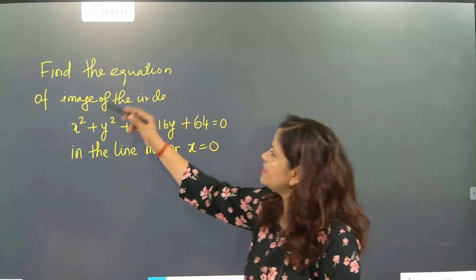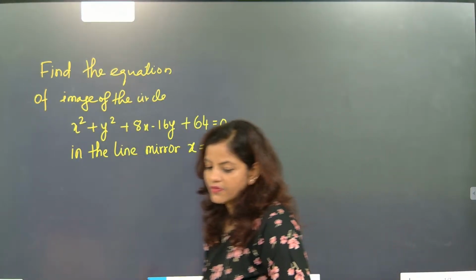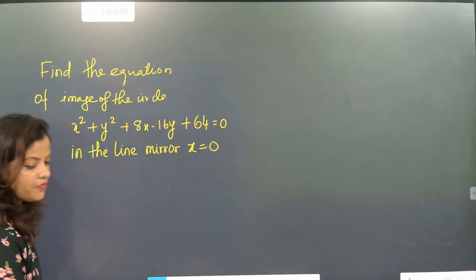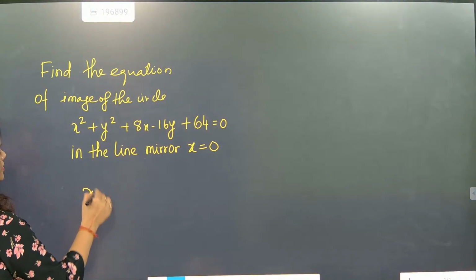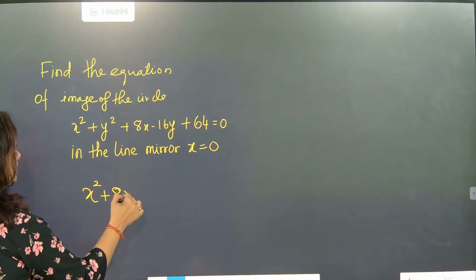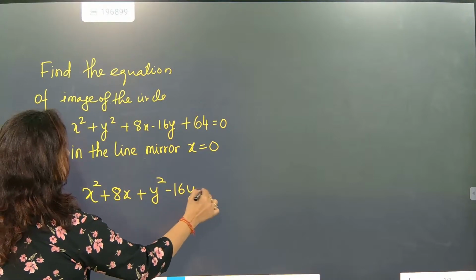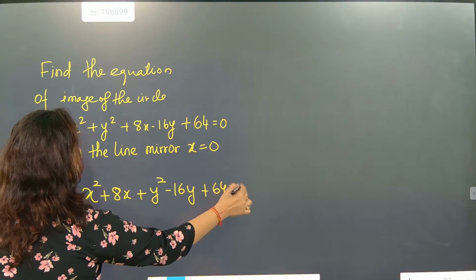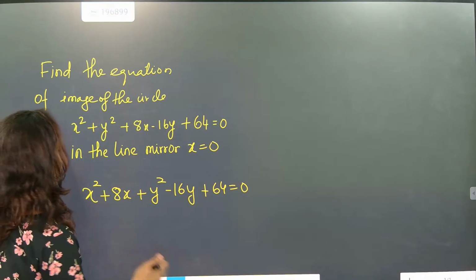So now find the equation of the image of the circle, this one. What are we going to do? We are going to write this one. Now look here, beta: x square plus 8x plus y square minus 16y plus 64. First, we make it a complete square. The x axis, y axis part we will check afterwards, but first we will take it as a complete square.